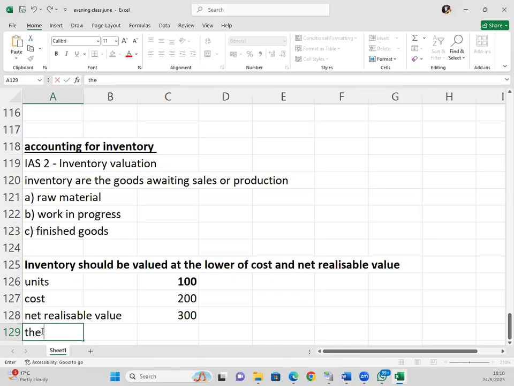So the inventory is valued at 200, which is the lower. Let's put a dollar sign to indicate this is money and those ones are units.